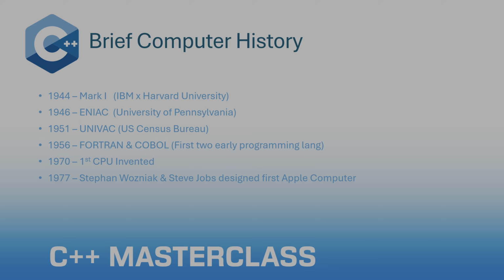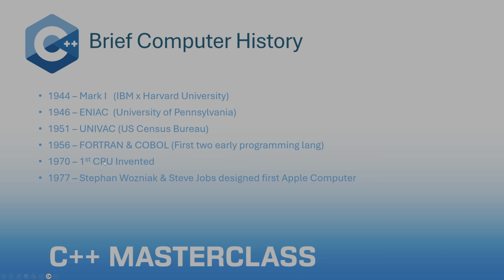So in 1944, IBM and Harvard collaborated on the first technical computer, which was the Mark I. And this is called digital computing, not old school ancient abacus and stuff like that. 1946, ENIAC through the University of Pennsylvania. 1951, UNIVAC, which was used to help the U.S. Census Bureau do the census taking. 1956, Fortran and COBOL. These were the first two early programming languages.